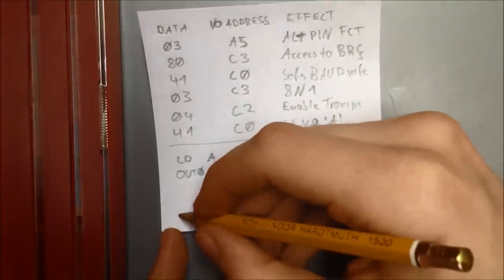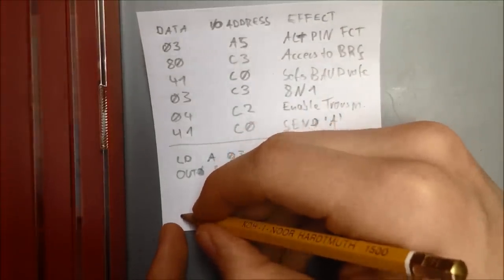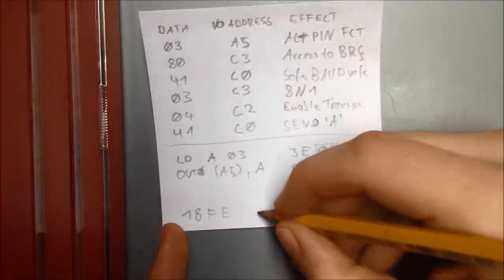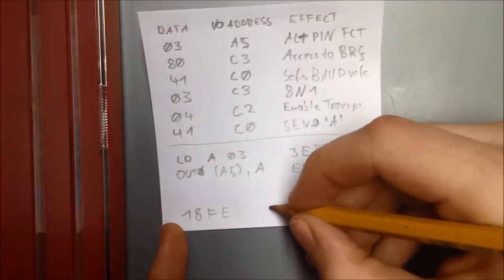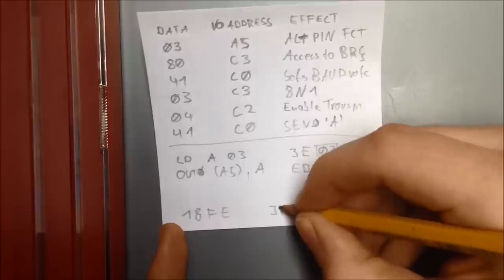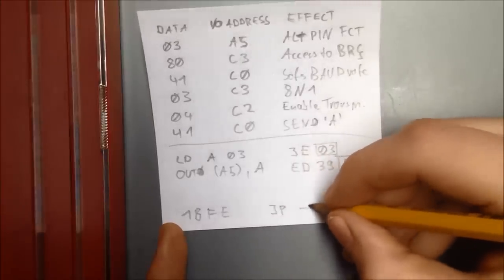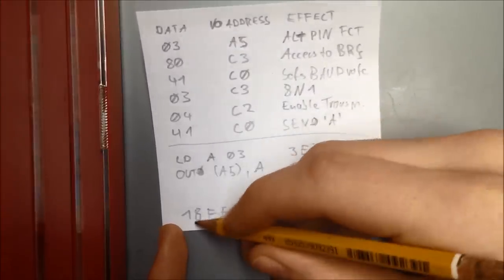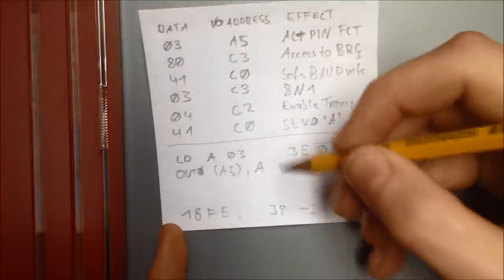And then I will add another opcode. It's 18 FE, and this is just a jump. I think it's JP minus 2. It's measured from the point after here, so it jumps back to here, so it's just stuck there.